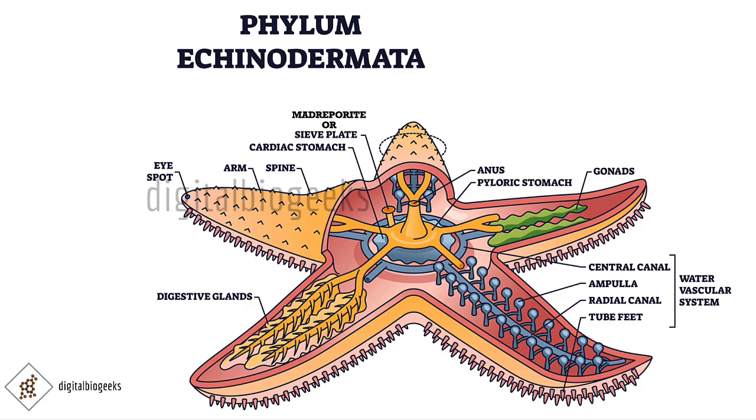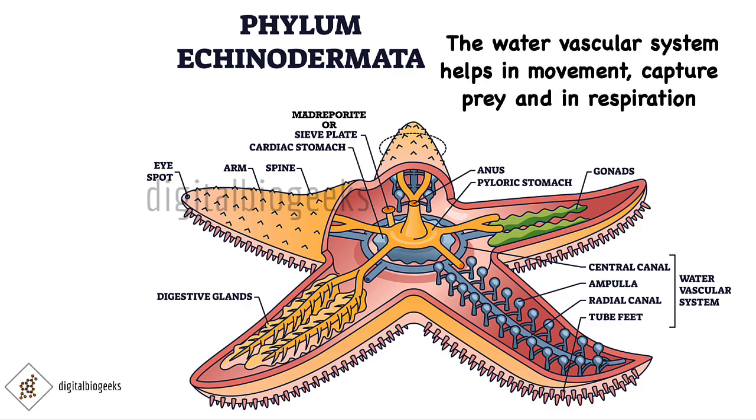The water vascular system helps them to capture the prey. For example, when a starfish finds its prey, mainly the mollusk, it will mount on the mollusk. With the help of its water vascular system, it pushes the stomach outside, releasing digestive enzymes that will digest the prey alive. Then the stomach will return to its natural position once the food gets digested. This water vascular system helps in respiration as well.